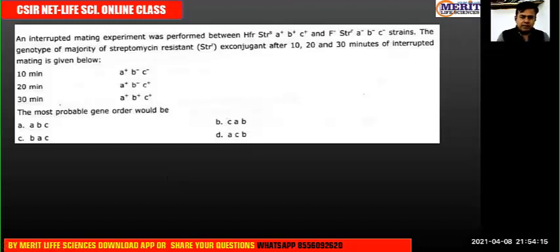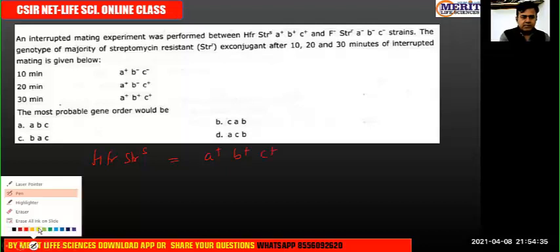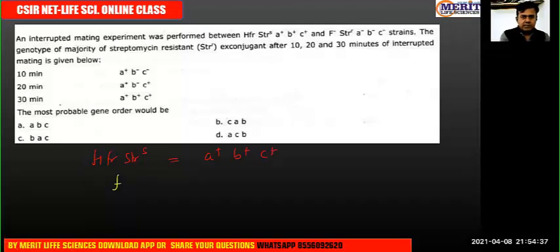Now, Akshika, an interrupted mating experiment was performed. Note it down. Hfr is streptomycin sensitive, A plus, B plus, C plus. Yesterday we have discussed, I think. And F minus is streptomycin resistant, A minus, B minus, C minus. We are crossing both of them. The genotype of the majority of streptomycin resistant exconjugants after 10, 20, 30 minutes of interrupted mating is given below.